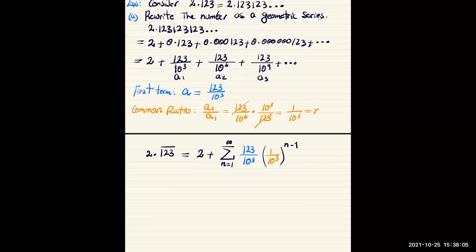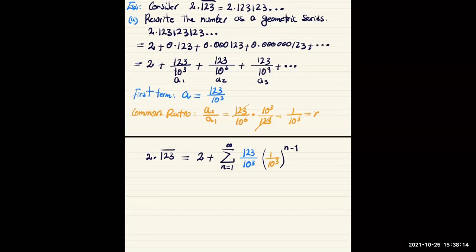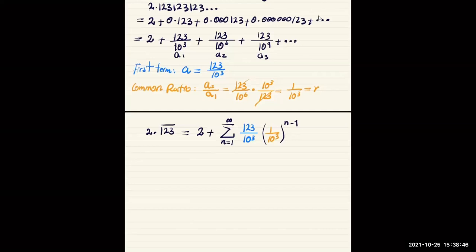If you don't believe it, start expanding it. Check. Plug 1 for n. This becomes to the power of 0, which is just 1. 1 times 123 over 10 cubed gives you 123 over 10 cubed. That would be the first term. Plug n equal to 2 to see if you get the next term. You get 123 over 10 cubed times 1 over 10 cubed, which gives you 123 over 10 to the 6. Yeah, this is it.